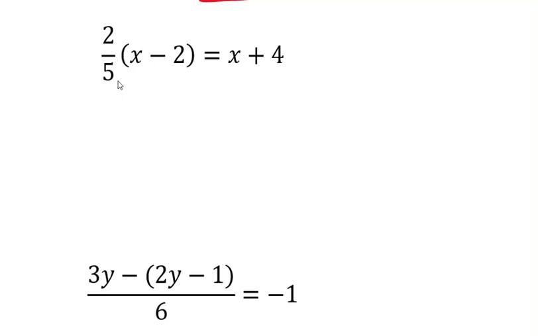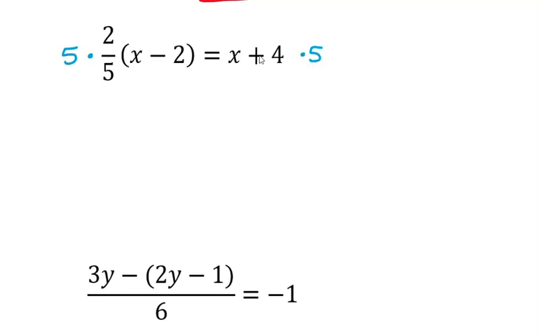So one trick that I like is that you can multiply just by the denominator, as long as there's only one denominator. If there's more than one denominator, with multiple fractions involved, you can multiply by the common denominator. I'm going to multiply both sides by 5.